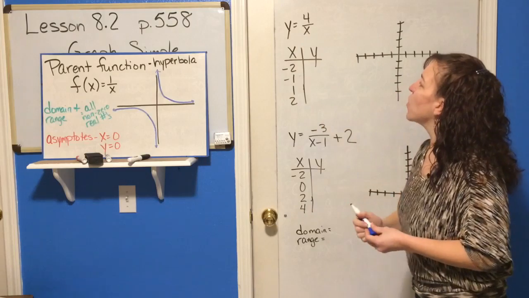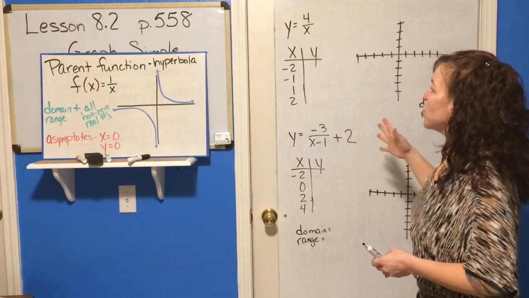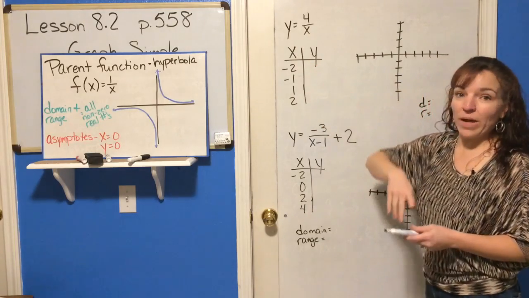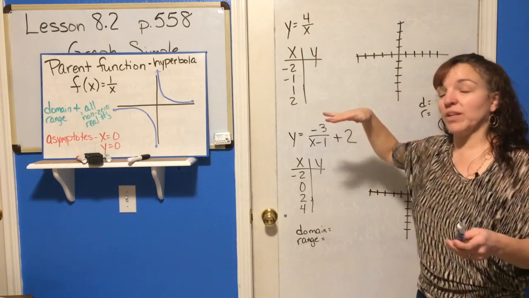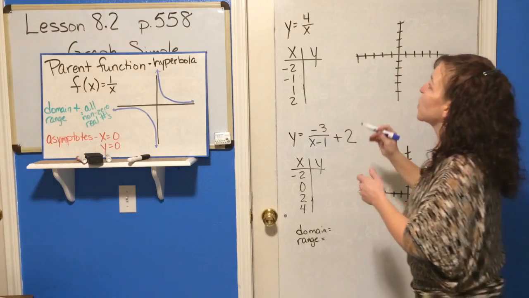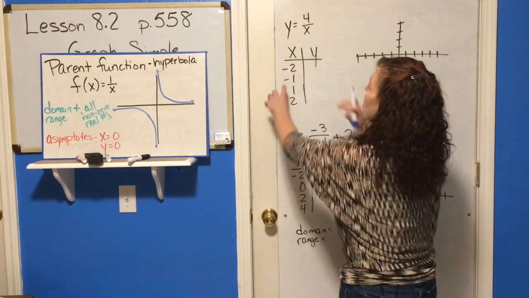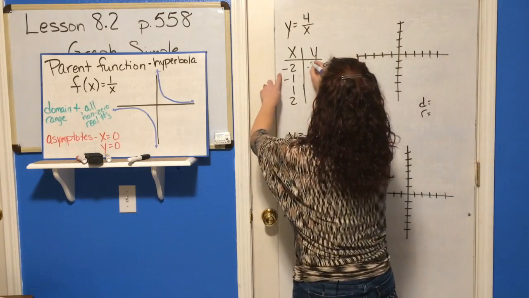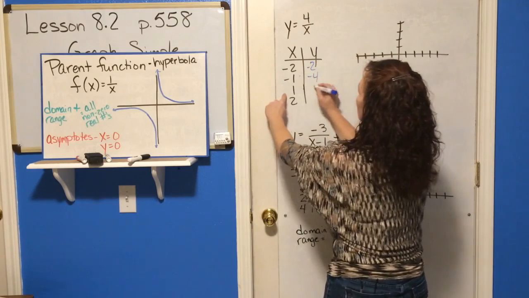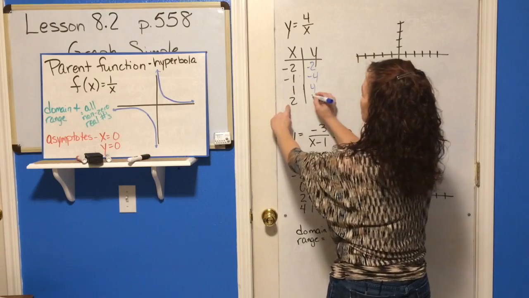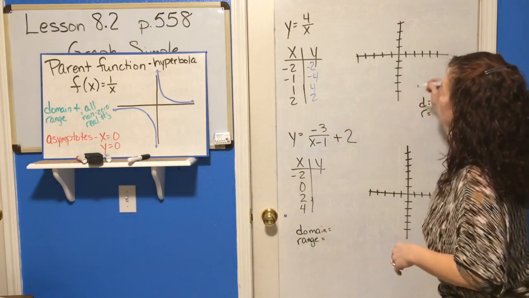If y equals 4 over x, all you're going to do is plot some points, and you should recognize, ooh, this is a fraction, therefore it's going to be a hyperbola, and so have an idea of what it's going to look like. So 4 over negative 2 is going to be negative 2. 4 over negative 1 is negative 4. 4 over 1 is 4, and 4 over 2 is 2. So then just plot those points.